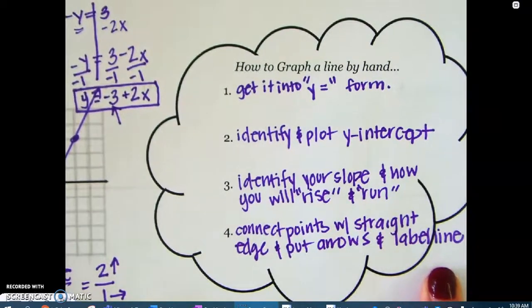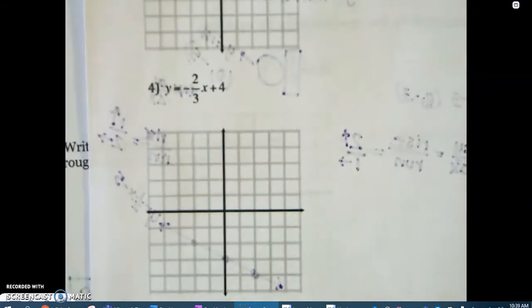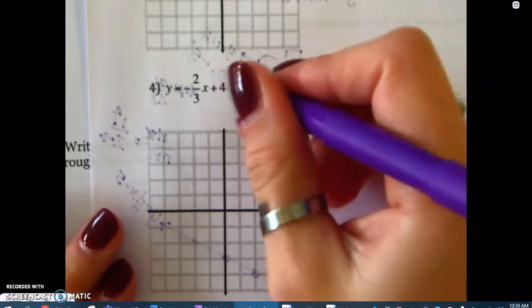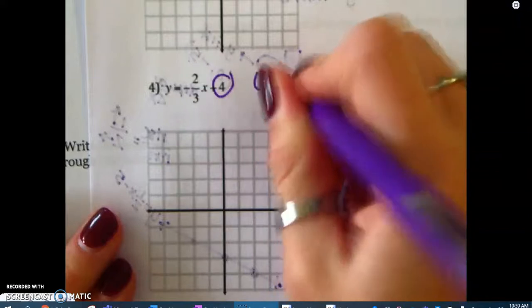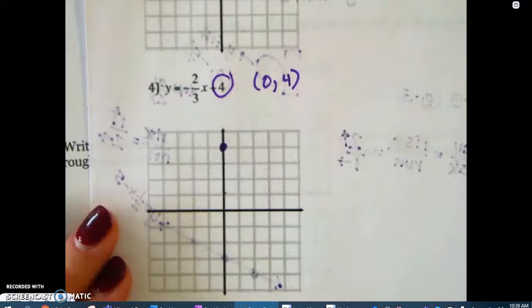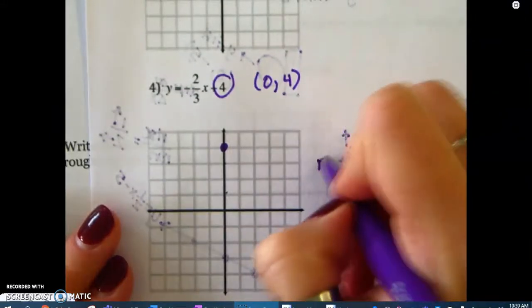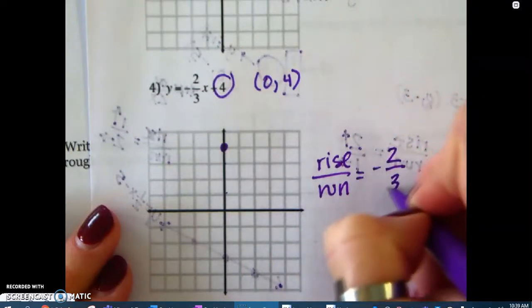The only other thing I want to talk about is we didn't really graph one that had a negative slope. So I do want to look at one that has a negative slope, particularly number 4. So the first thing, this is already in y equals, which makes my life really easy. So all I can do is identify that y-intercept. So my y-intercept is 4, which means that coordinate point is 0, 4. So that would be up here. So I plot my y-intercept. My slope, or my rise over run, is negative 2/3.